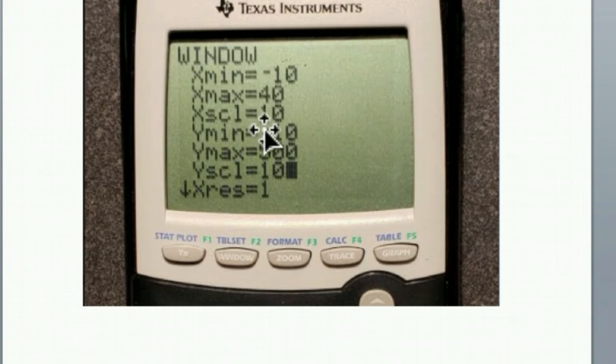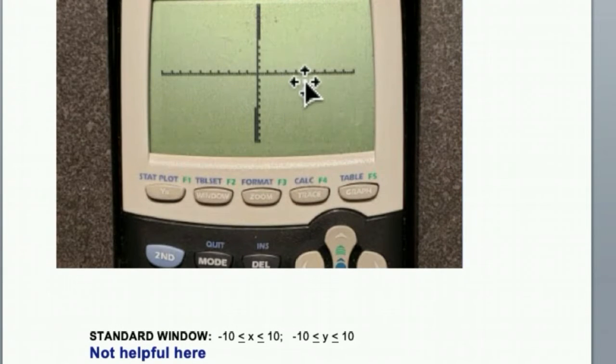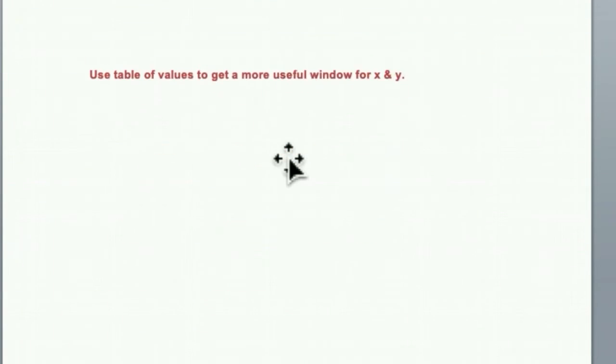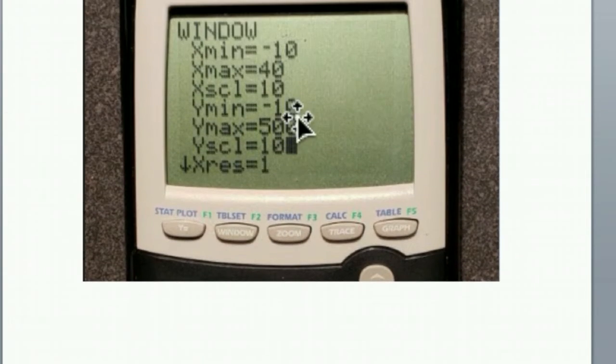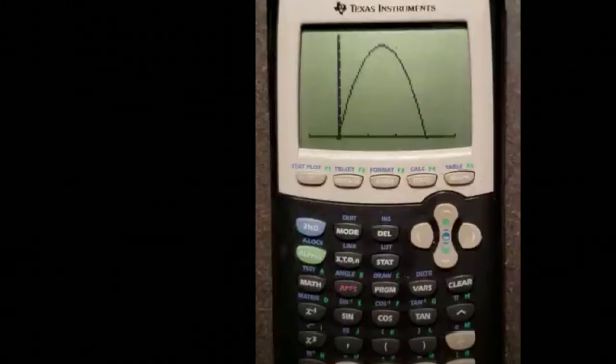I set the x scale at 10, which means it's going to put a tick mark on the x-axis every 10 units instead of every 1 unit. And for the y values, I know it needs to go at least up to 450, so I went a little bit beyond that so that my vertex isn't way at the top. It'll be a little bit under. And instead of going from 0 to 450, I went a little bit lower than 0 to negative 10 and a little bit higher than 450 to 500. And you get a little bit better picture when you go to graph.